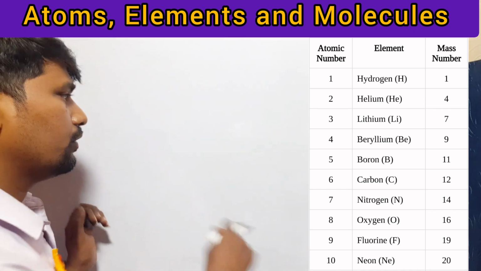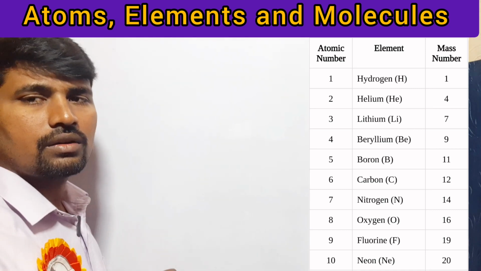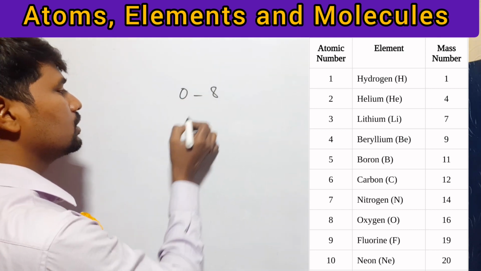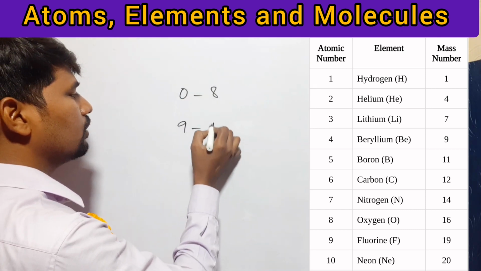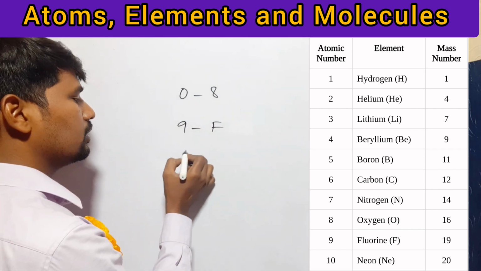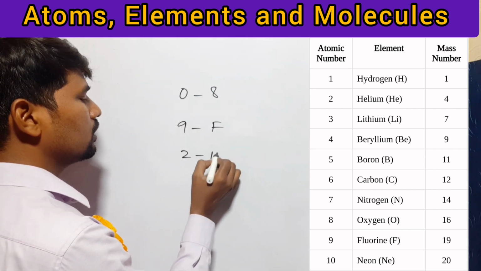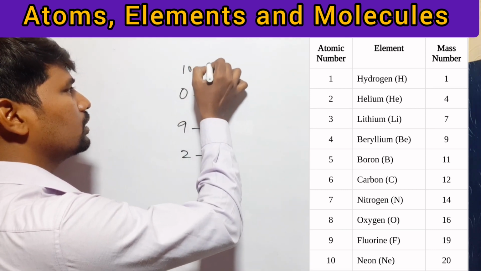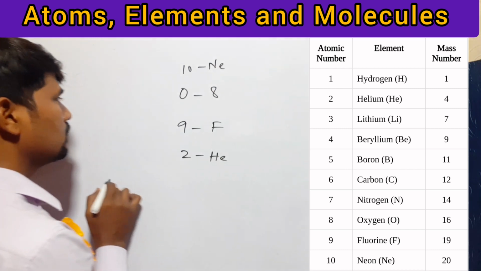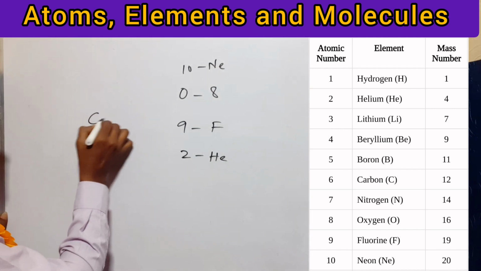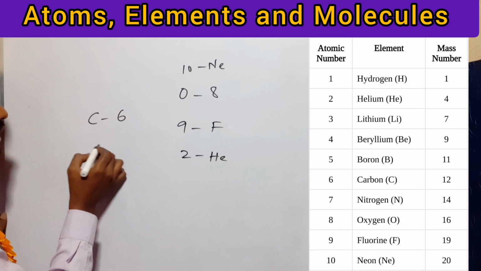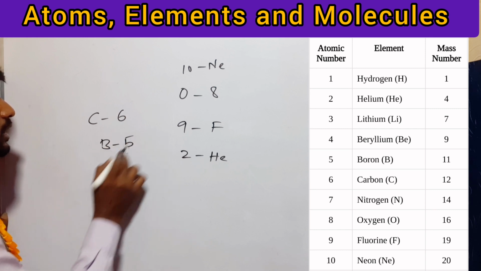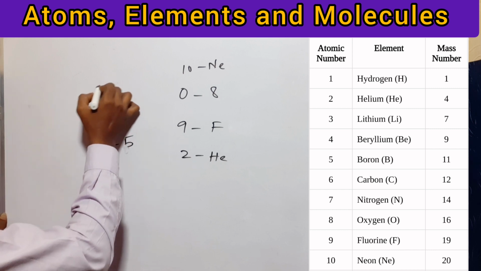If you have a friend beside you, ask your friend to quiz you in any random order. If 8, you have to say oxygen; if 9, fluorine. 2 means helium, then 10 means neon. C means carbon, 6. Boron means 5. If you say them in random order, then you are able to remember.